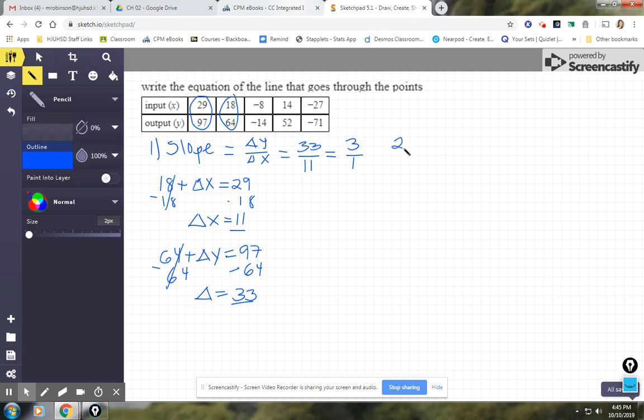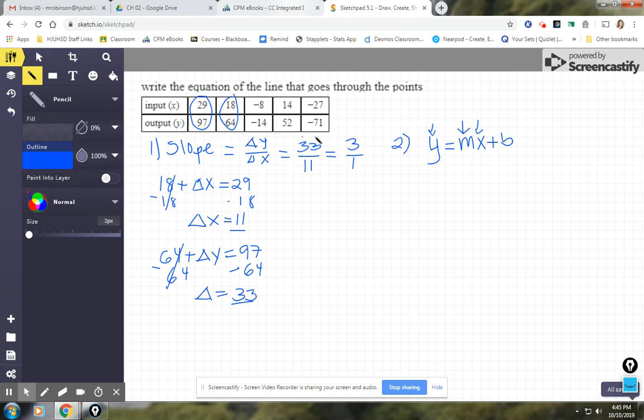Okay, the next step is to find the y-intercept. So you're going to do that by using your y equals mx plus b equation and plugging in 3 pieces to find the missing 4th piece. So in this case, I can use any point to put in for my y value here and any x value here, and then I just found the slope, so I have a number to put here.